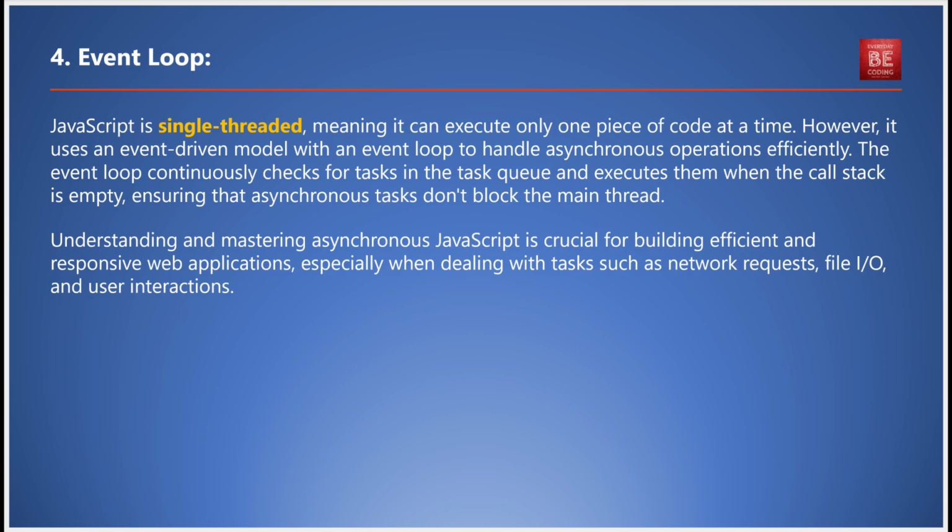In summary, JavaScript's handling of asynchronous operations is a symphony of callbacks, promises, async, await, and the event loop. Together, these mechanisms enable JavaScript to run asynchronous code efficiently, making your web applications more responsive and user-friendly. So the next time you see an asynchronous operation in JavaScript, you'll know the magic that's happening behind the scenes.